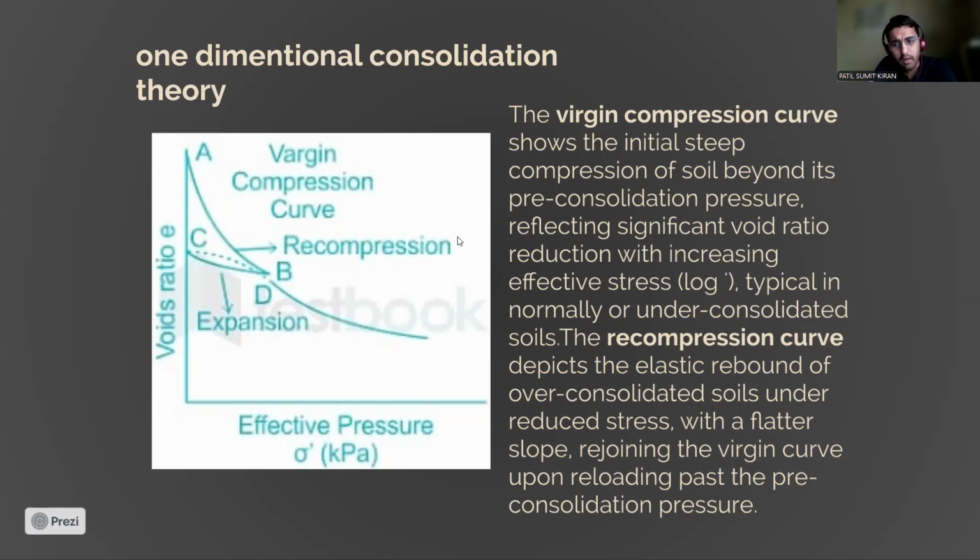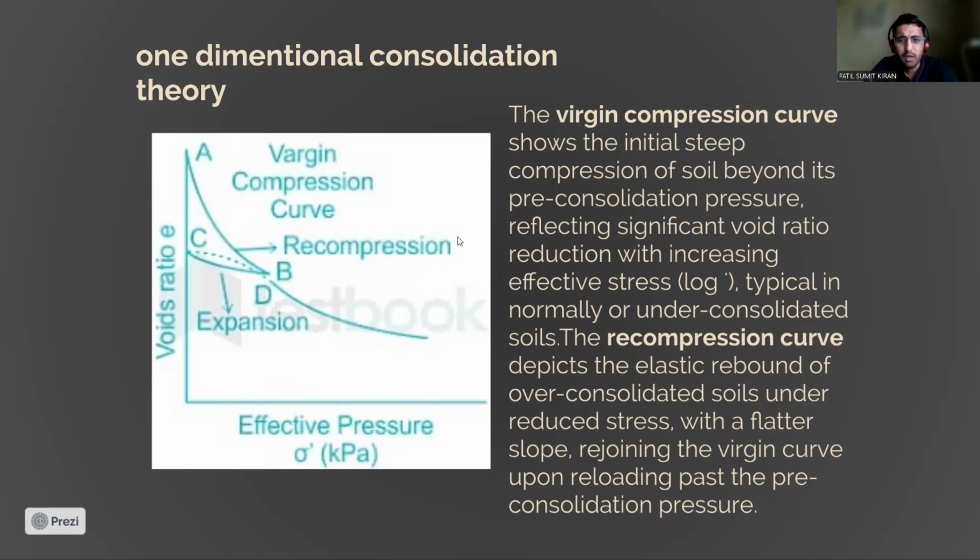After the recompression curve, again we apply load, and again the soil gets compressed, and we can see that from B it is continued. From point D, it is continued downward, because again load is applied. When we again take out the load or pressure, the soil gets recompressed, or again expansion can be seen, but the expansion is not similar to the previous expansion. Those can be seen in one-dimensional consolidation theory.